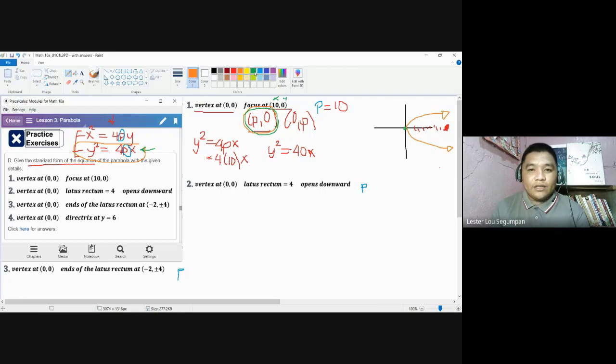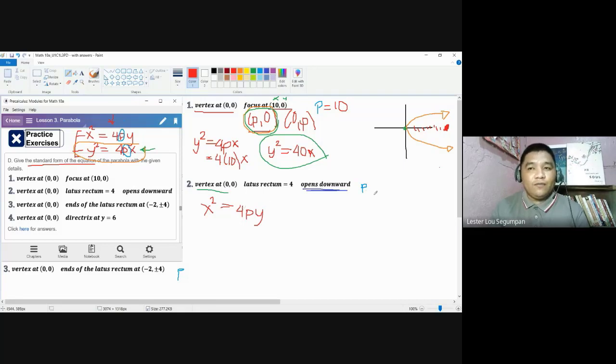So this is our answer for number 1. For number 2, still the vertex at (0, 0), but we do have here the idea that it actually opens downward. So if it opens downward, we are now sure that the standard form is x squared equals 4py. So earlier we started with p and decided which form fits number 1 with this draft here. But right now we are already given the direction.